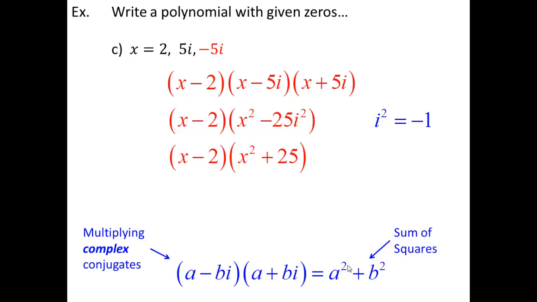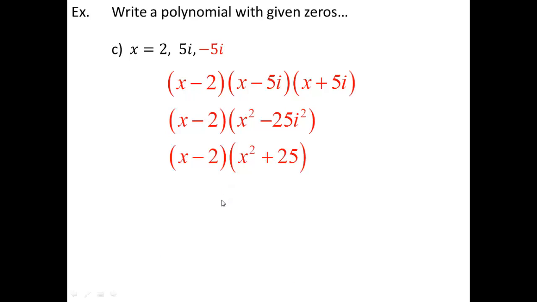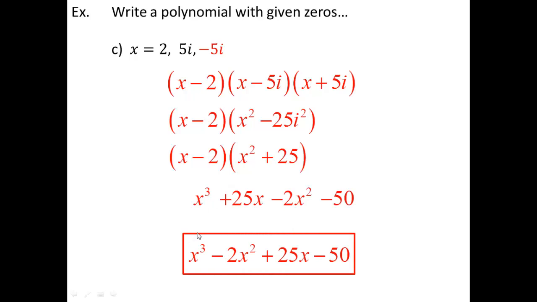So if they're real numbers, the conjugates multiply through to give you a squared minus b squared, the difference of squares. If they're complex numbers, then the conjugates are going to multiply to give you the sum of squares, a squared plus b squared. So just keep that in mind when you're using these shortcuts. If they're real numbers, it's going to be a squared minus b squared. If they're imaginary or complex numbers, then it's going to be a squared plus b squared. So now I can finish foiling it out. I get x cubed, 25x, negative 2x squared, negative 50, reorder, and I have my answer.